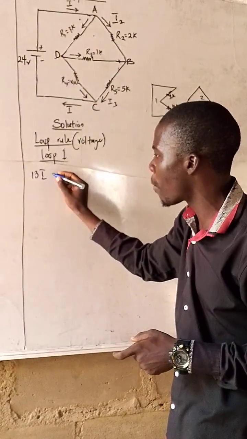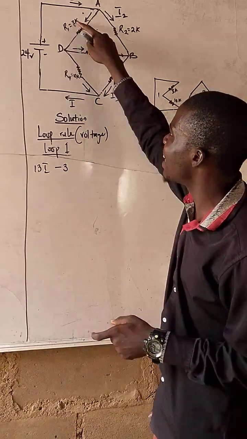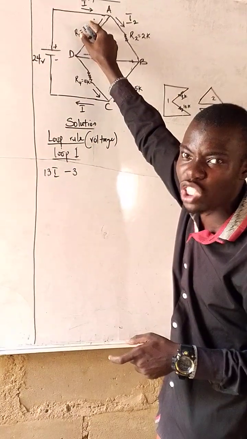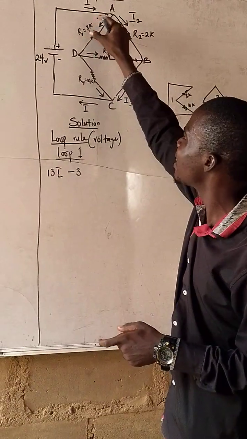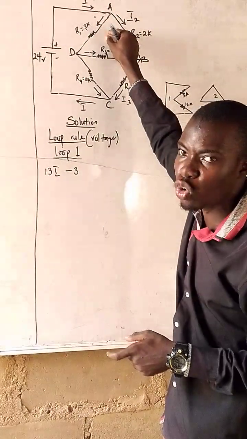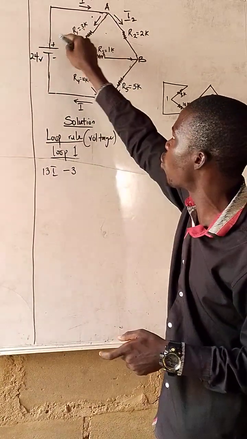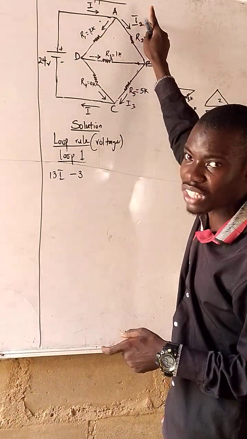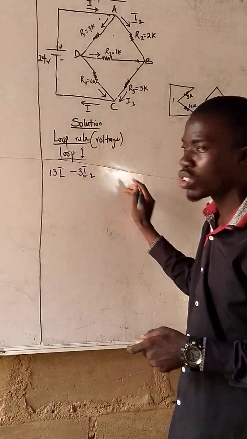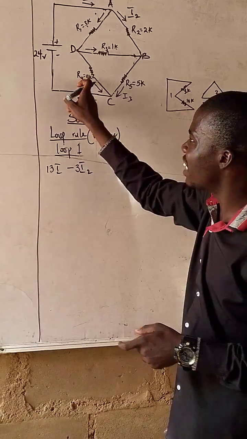So you subtract it, minus 3. Then this is just resistance. I will need to change it to voltage. 3. Then what's the current of the 2nd loop that is sharing something with loop 1? What's that current? The current is what? I2. So minus 3I2.